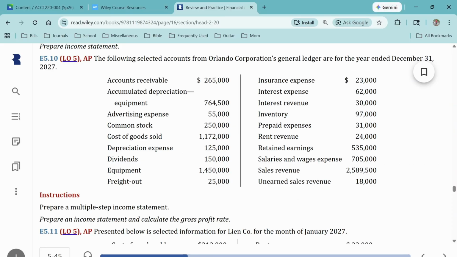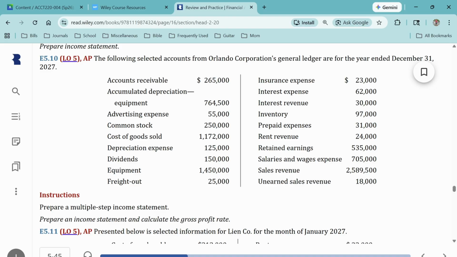Notice in this list of accounts, any account that's not a revenue or an expense or a gain or a loss is not on the income statement. The only accounts that go on the income statement are revenues, expenses, gains, and losses. They just get put in different categories depending on if they're operating or non-operating. Accounts receivable, that's an asset, not on the income statement. Accumulated depreciation, that's a contra asset. That's on the balance sheet, not on the income statement. Common stock, it's stockholders' equity, it's on the balance sheet. Dividends, it's not on the balance sheet, it's not on the income statement, it's on the statement of retained earnings.